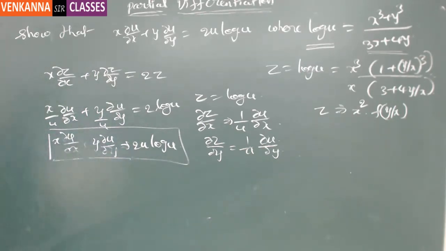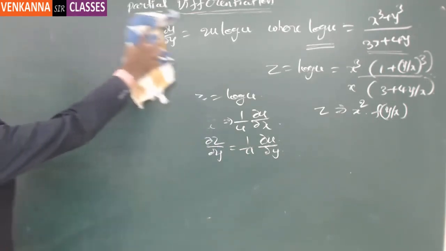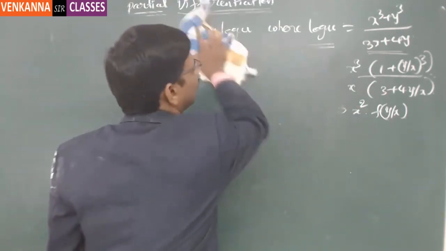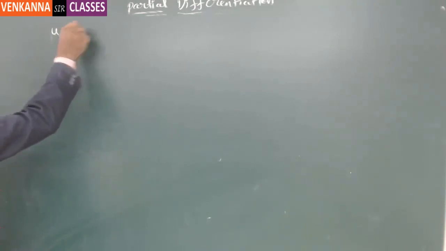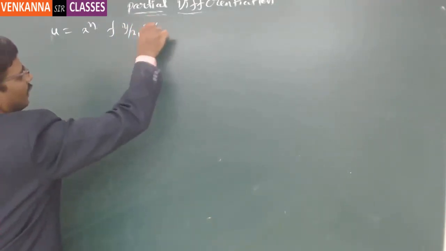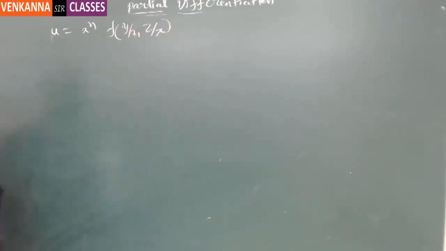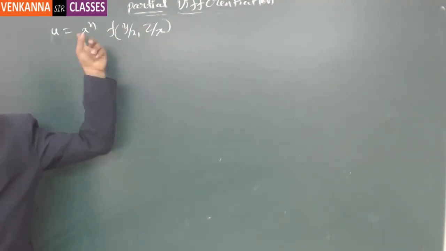Note down one more. The homogeneous principle can be applied even for more number of variables. That is, if there are 3 or 4 variables also, you can apply the homogeneous principle, but it is always referred with respect to x. Suppose u can be treated as x^n f(y/x, z/x). So here the denominator is always x with each variable, and x^n is taken out.